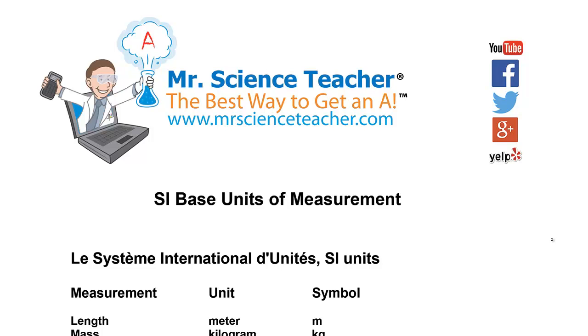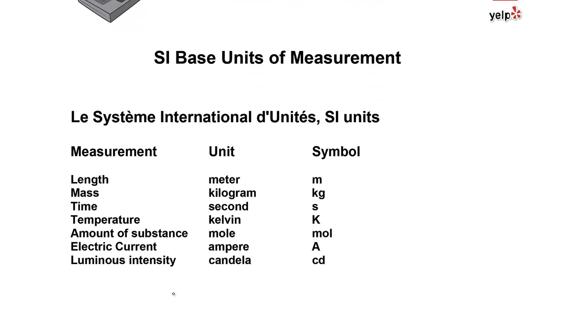All other quantities in science, all other measurements can be derived using these fundamental measurements. And so these fundamental measurements are what we want to call our base units. So let's look at them. We have the measurement of length, which is the meter, mass, kilogram, time, second.